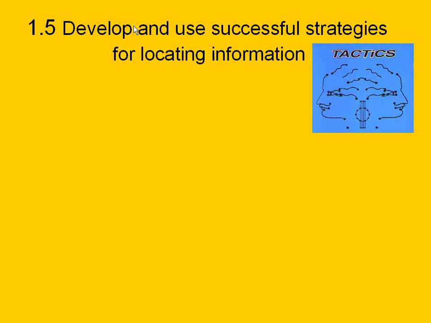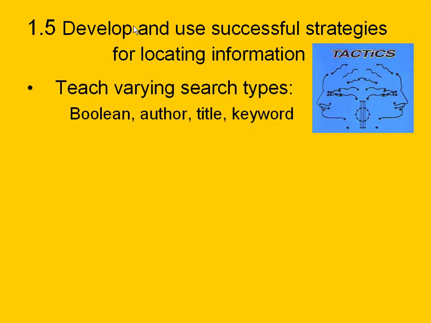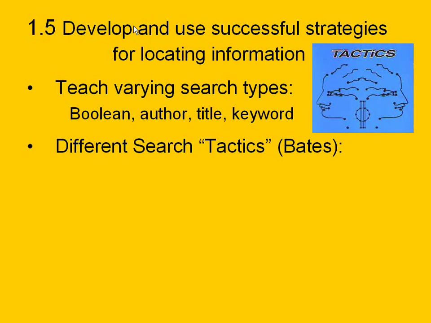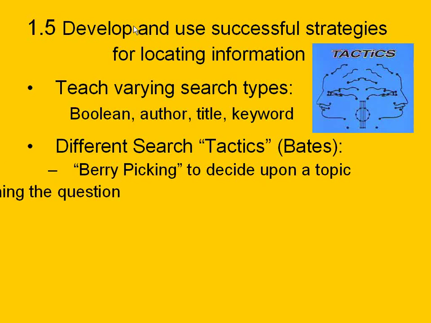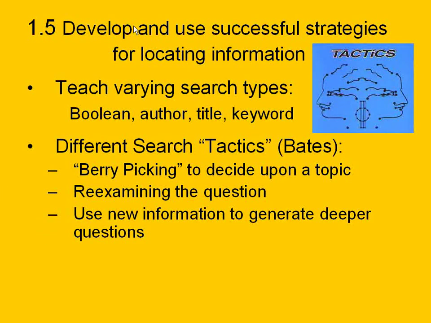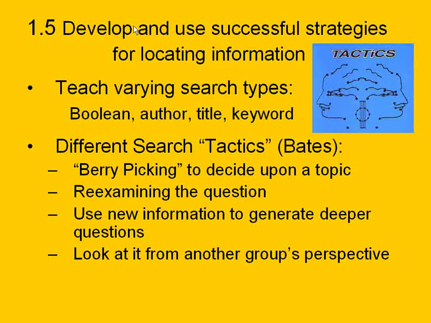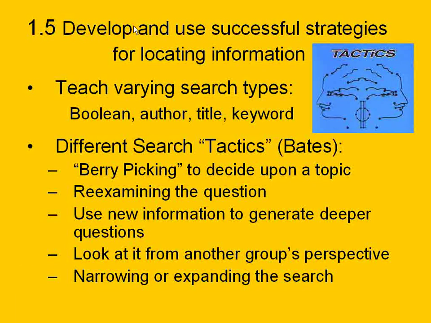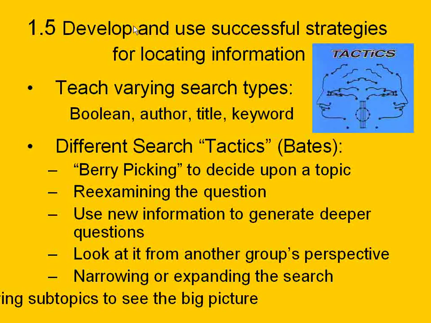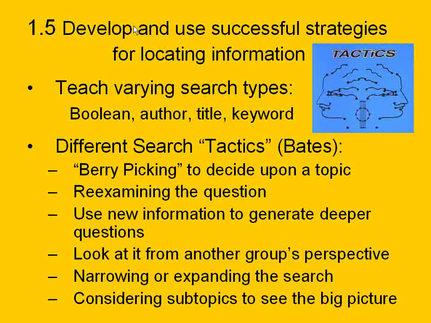Students must also develop and use successful strategies for locating information. Librarians should teach varying search types and varying tactics for searching. Bates' tactics of berry picking, re-examining the question, using new information to help with the search, looking at it from another group's perspective, and narrowing or expanding the search and considering subtopics help students to develop strategies to locate information.